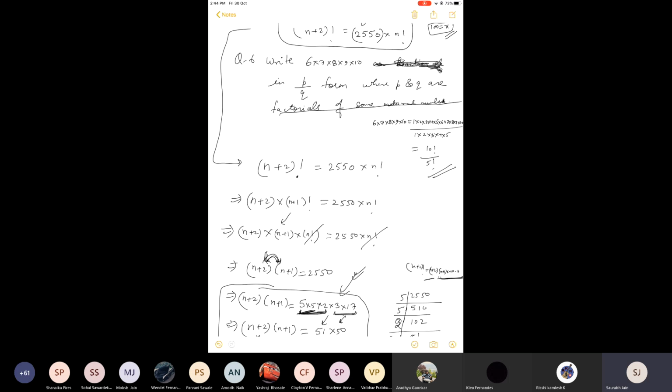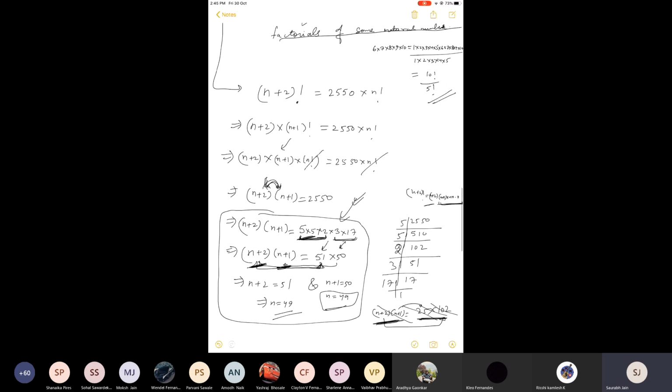Anyone having any doubt till now? Okay, then let us move to the next topic, which is the fundamental principle of counting.